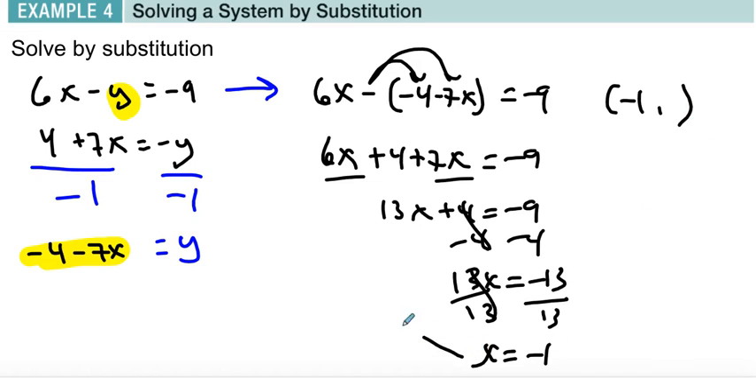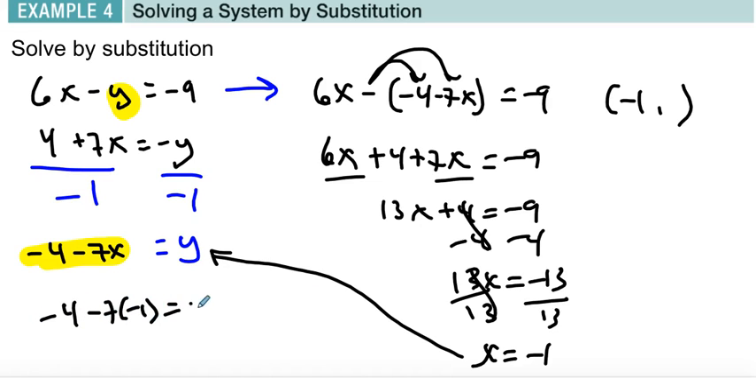Well, again, look. Oh, there it is. So what is y? Y is -4 minus 7 times -1. That equals y. So that's -4, and that's plus 7 equals y, which is just 4, right? So that's going to be 4. Sweet. So that is our solution, -1, 4.